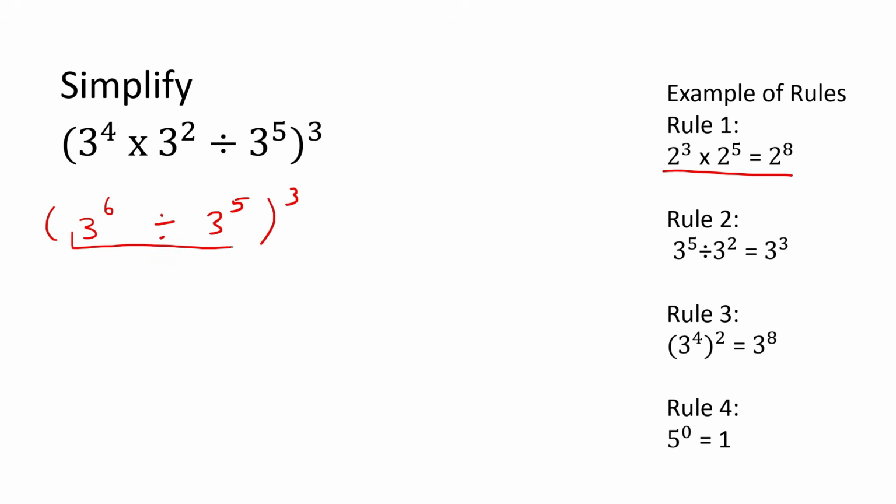Now I'm going to keep looking inside here, and I'm going to say, okay, this looks like a rule number 2. And so what rule number 2 tells us is that you keep the base the same, and then what do you do with these numbers? You minus them. So what is 6 minus 5? That is a 1. And now we have this. Now, all of a sudden, we are at a situation that looks like rule number 3. And so what rule number 3 tells us to do is you keep the base the same. Can you see that?